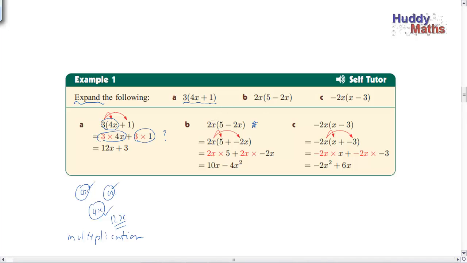What does it mean? It's standing for 2x lots of 5. You don't happen to know what x is, that doesn't matter. X is a number. It'd be a bit more friendly in your thinking, I guess, if you did know what the number was. And then it's 2x times negative 2x there. So that's 10x. And what's this one? 2x times negative 2x.